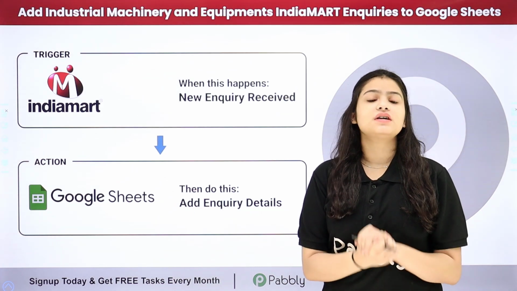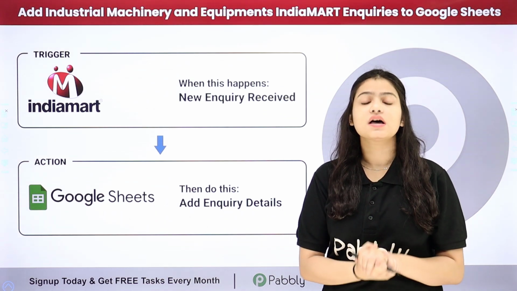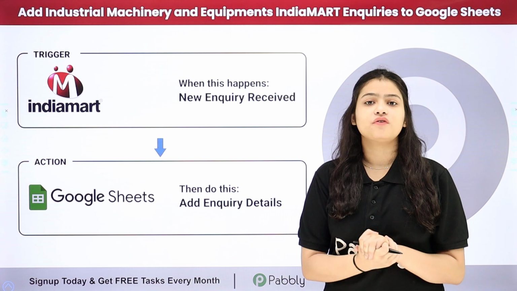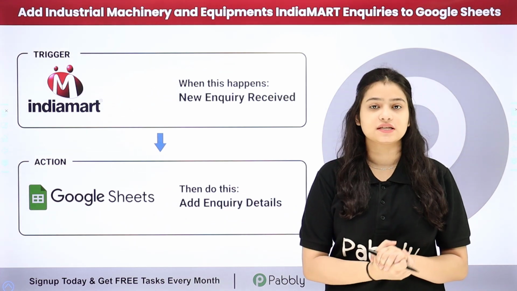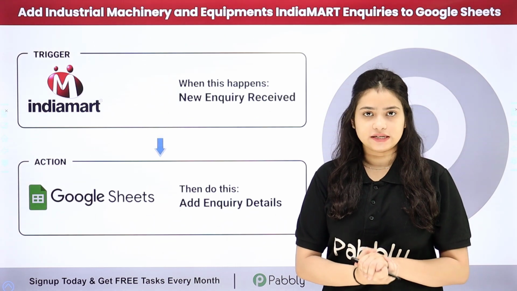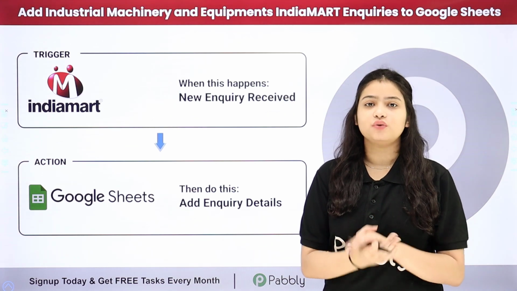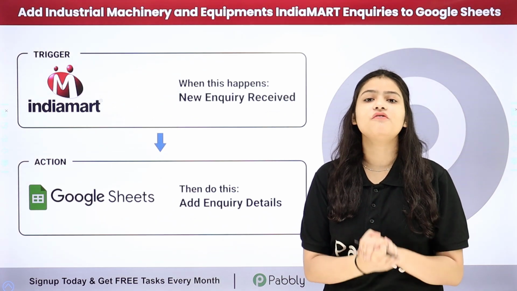So my objective is that whenever I'm going to receive a new lead and a new inquiry through IndiaMART for my business, automatically a record should be created of that same lead in my Google Sheets. So how we are going to automate this entire process? For this, we will have to set up a connection between IndiaMART and Google Sheets, and that we are going to do without any coding and programming skills, simply with the help of Pabbly Connect.